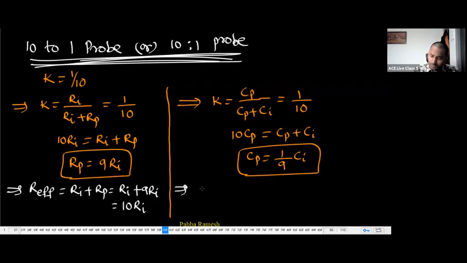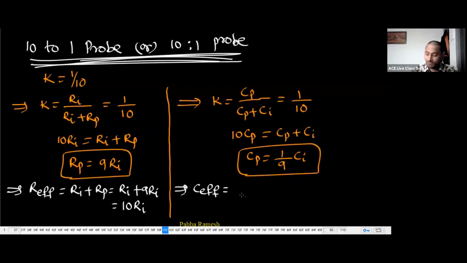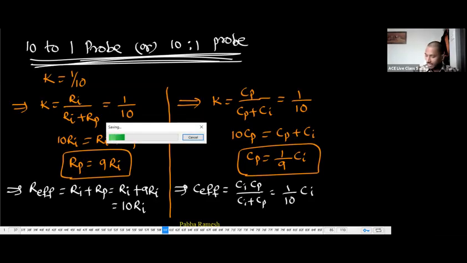In the same way, what is the total C effective? The capacitances are coming in series. As the capacitances are in series, what is the formula? C1 C2 by C1 plus C2. If you simplify this, you will get 1 by 10 times Ci. So these are the conditions to be satisfied to design the 10:1 probe, where K is equal to 1 by 10. Clear? So this is the thing related to the CRO probe.